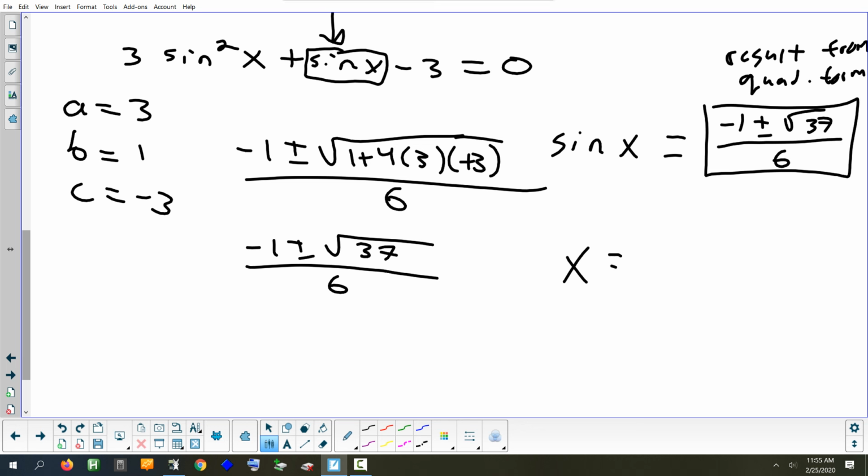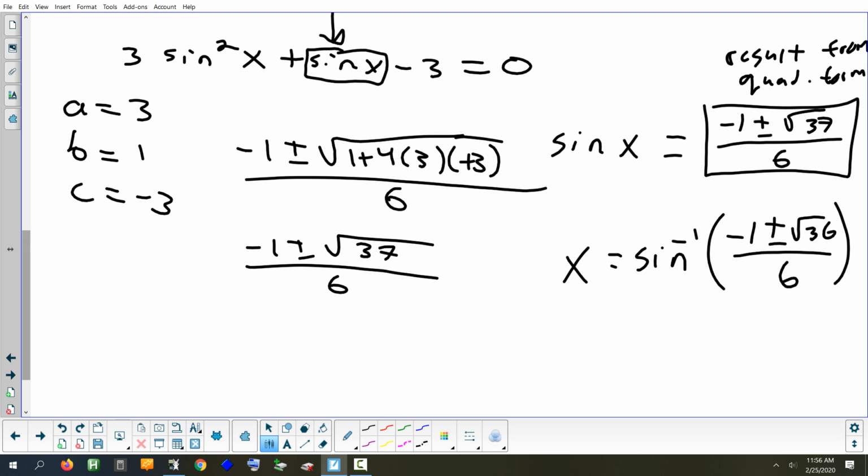So now the question is, how do you get x by itself? Yep. Take the inverse sine of each side. So inverse sine of negative 1 plus or minus square root 37 over 6. Right? So really, there's a couple answers that you're going to get. This problem could have up to 4 answers. You could do the plus, and then the ASTC gives you 2. And you could do the minus, and then the ASTC chart gives you 2. So you could have up to 4. Let's look at it.